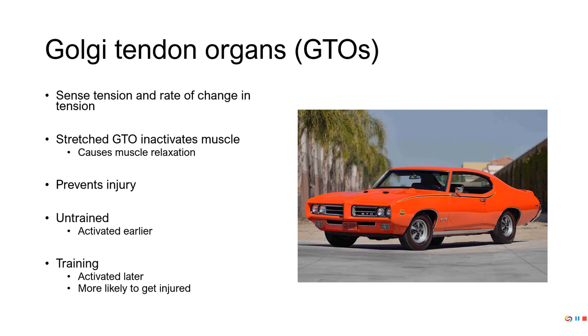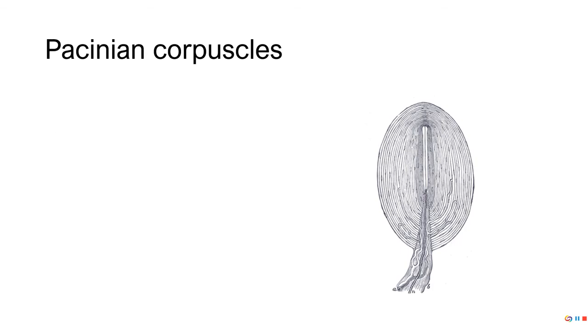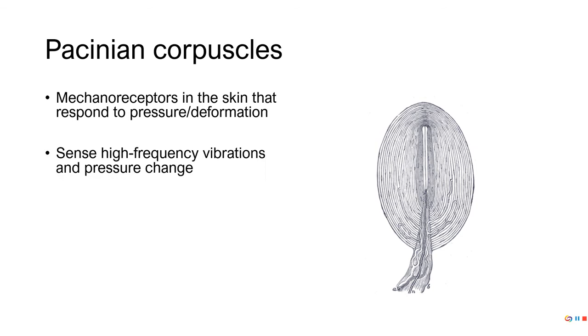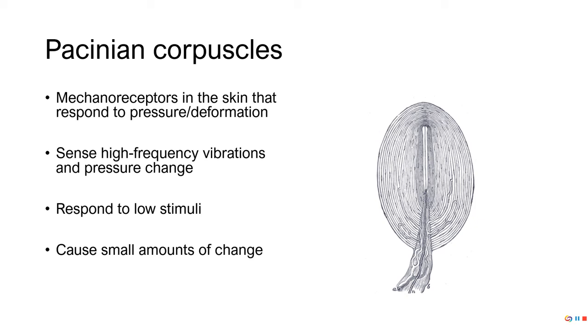We've got Pacinian corpuscles, which are in the skin and respond to changes in pressure. They sense high-frequency vibrations and pressure change, but it doesn't take a big stimulus. These cause small amounts of change, and they're very fast adapting and respond to the stimulus quickly. When you go for a long car ride, how do you feel when you get out of the car? The answer is you're stiff. And all you've been doing is sitting there. Imagine a day where you've sat in class all day. Are you stiff like you are when you get out of a car? The answer is no.